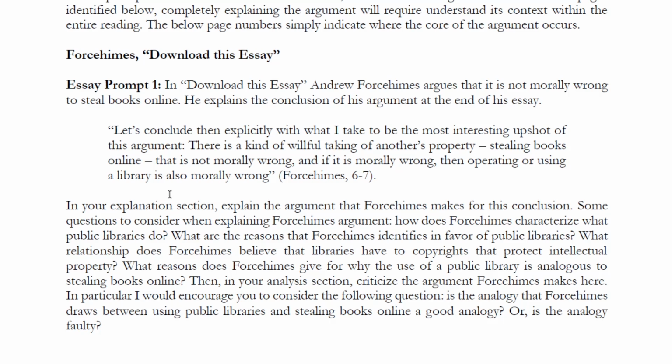For instance, how does Forsheim characterize what public libraries do? What are the reasons he identifies in favor of public libraries? What relationship does Forsheim believe that libraries have to copyrights that protect intellectual property? What reasons does he give for why the use of a public library is similar to stealing books online?